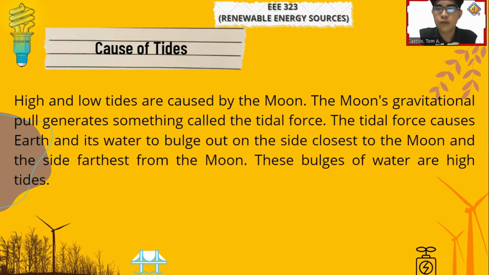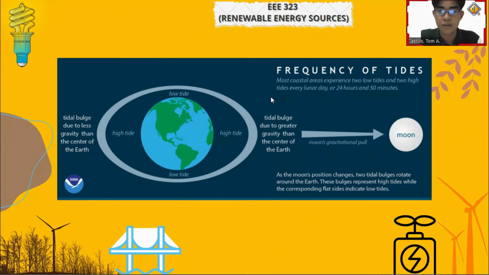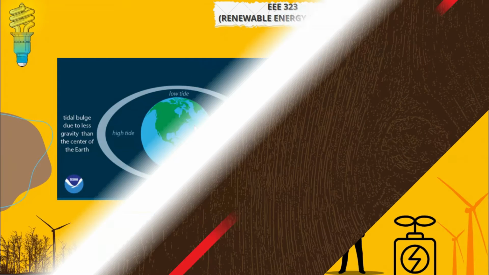Yung gravity ng moon, hinahatak niya yung tubig ng karagatan, kaya lumalalim yung karagatan na nagre-resulta ng high tides. Mapapansin natin dito na yung closest at yung farthest side sa moon ay merong bulge dahil yan sa gravity ng moon. Sa gilid naman, dito naman nangyayari yung low tide dahil flat side yung gilid.